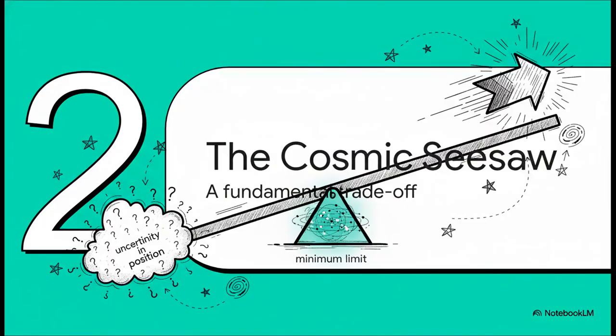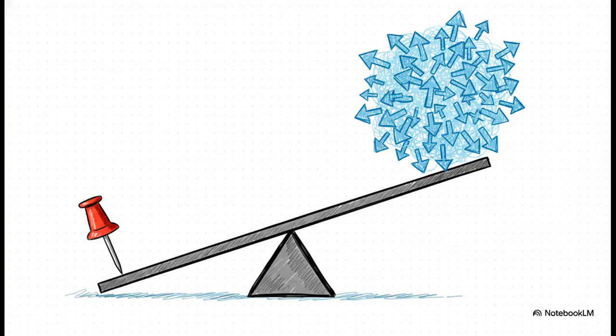Okay, so we've got our pieces. Uncertainty in position, uncertainty in momentum, and a cosmic limit. So how do they all fit together? Well, the best way to picture it is to imagine a cosmic seesaw. This really gets to the heart of it. Imagine position is on one end of the seesaw and momentum is on the other. If you manage to pin down a particle's location really precisely, basically pushing that side of the seesaw all the way to the ground, the other side has to fly way up. The more you know about where it is, the more uncertain its momentum becomes.